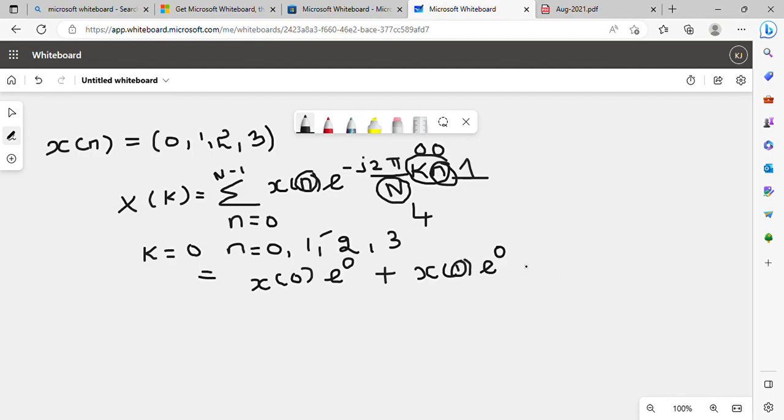So that is why I get x of 2 into e to the power of 0. I told you your k is 0 but your n values are varying. If you multiply anything by 0 you get 0, and this whole thing, e to the power of minus j 2 pi by 4 into 0, is obviously 0. So now let me take x of 3 into e to the power of 0 once again.